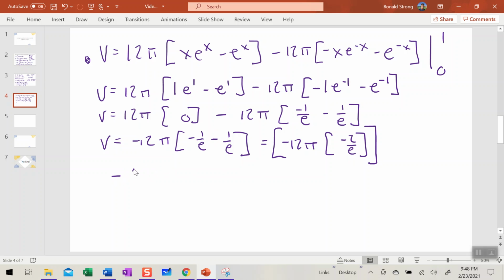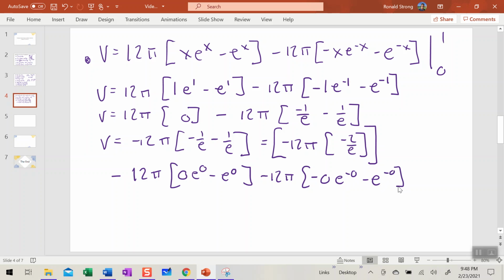And so we're going to have minus 12 pi times 0. So that whole thing is 0 times e to the 0 minus e to the 0 minus 12 pi negative 0 e to the negative 0 minus e to the negative 0. So we got lots of zeros here. Negative 12 pi. This is all 0 minus 1. Minus 12 pi, and so this becomes 0, and e to the negative 0 is a minus 1. So minus 1, this becomes 12 pi, and this becomes plus 12 pi. So this is 24 pi.